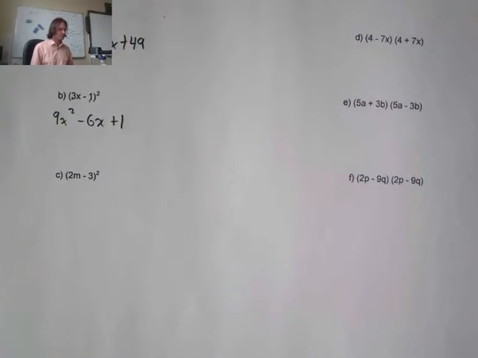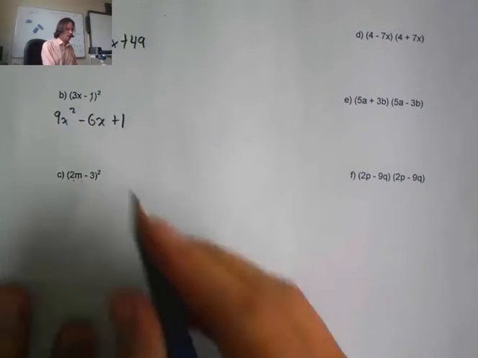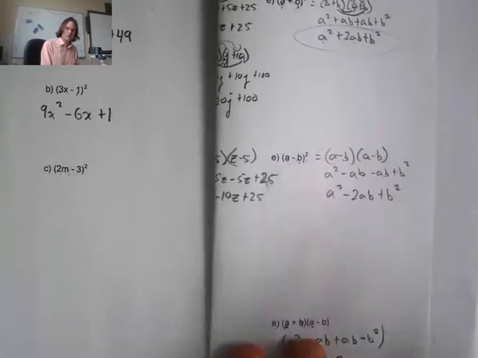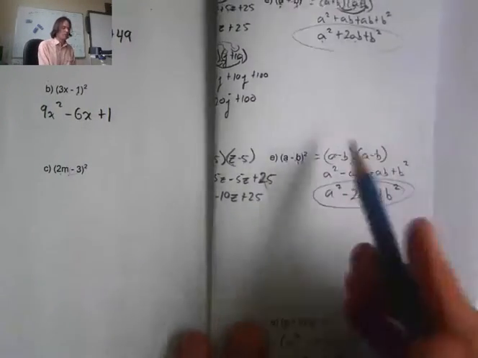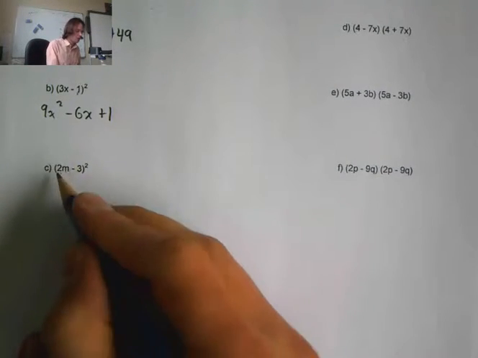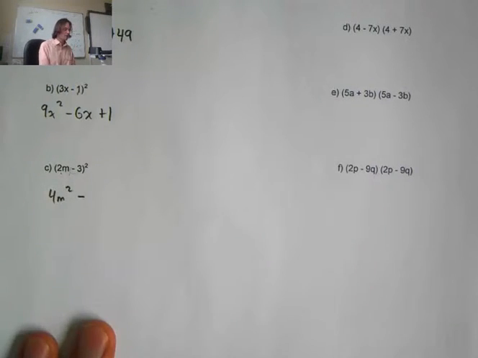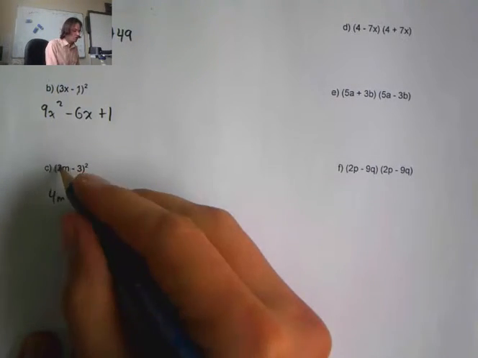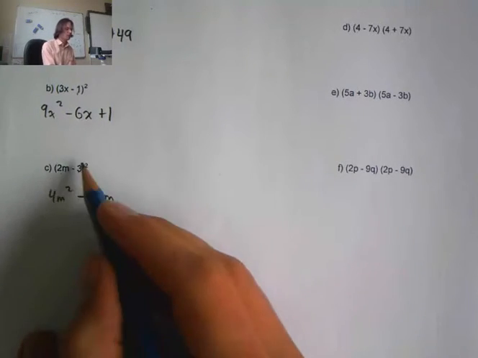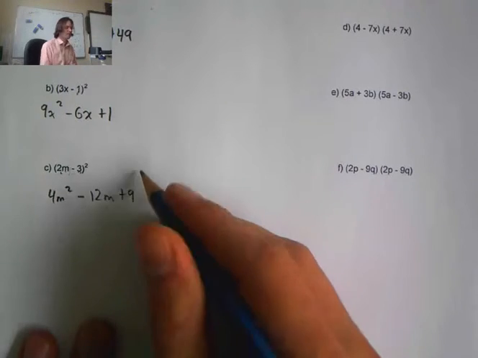Let's try C. Once again, 2m squared. Okay, and there's a negative, so I have to do the negative rule. So we're using, once again, this one here. Well, we get 4m squared. Now I'm going to subtract 2 times that is 6m, so it's going to be 12m, right? So you double it, this times this doubled, and then I square that, which is plus 9.